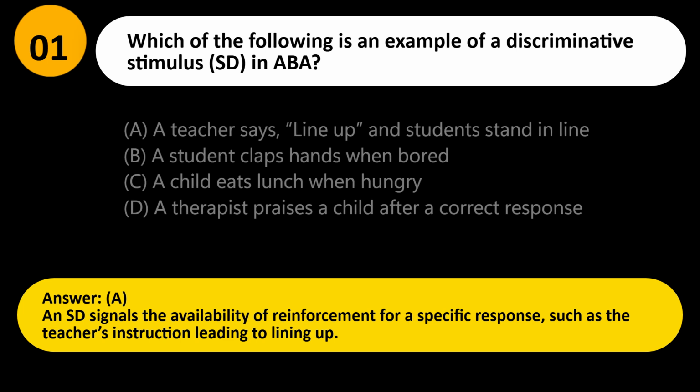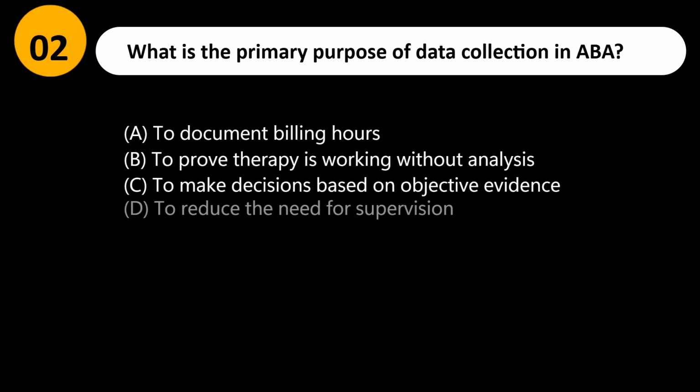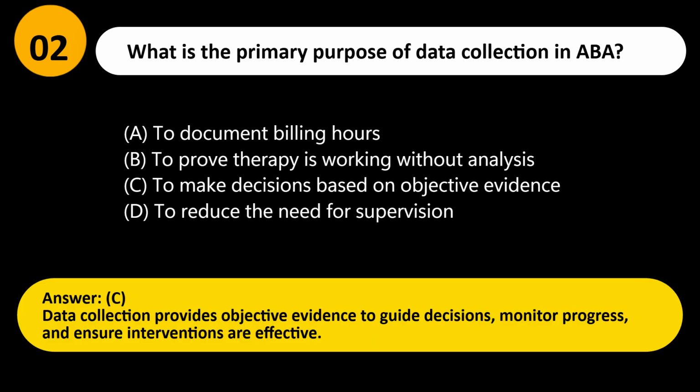lining up. What is the primary purpose of data collection in ABA? A. To document billing hours. B. To prove therapy is working without analysis. C. To make decisions based on objective evidence. D. To reduce the need for supervision. Answer, C. Data collection provides objective evidence to guide decisions, monitor progress, and ensure interventions are effective.